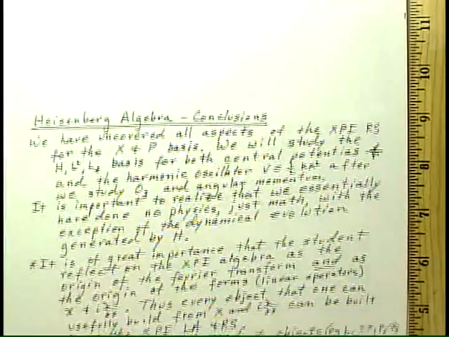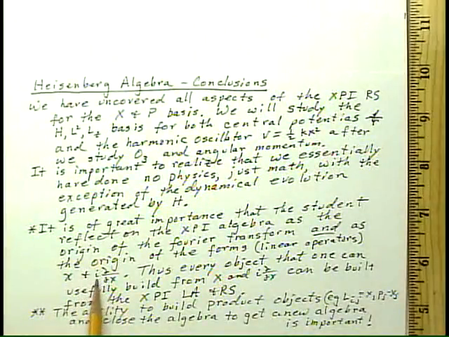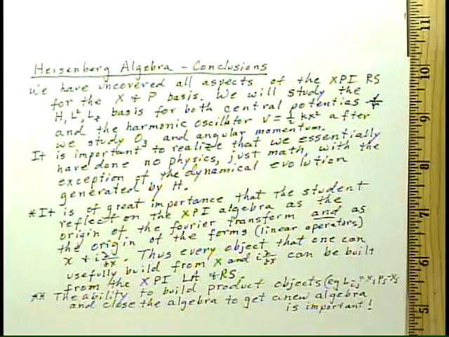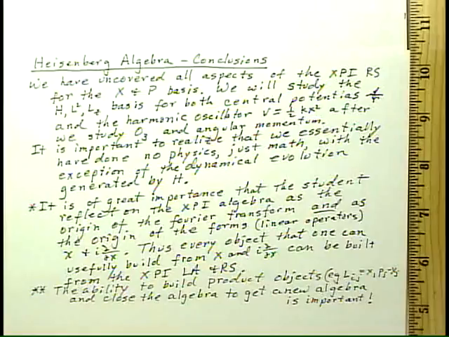It is of great importance that the student reflect on this XPI algebra, this Heisenberg algebra, as the origin of the Fourier transform and as the origin of forms, that is linear operators, that are made from both x and i partial with respect to x. The i here has the purpose of making this a Hermitian operator. Really, almost every object that one can find useful can be built from the x and the derivative. And all of the linear operators can be built from these. Therefore, they really live in this one-dimensional XPI Lie algebra and representation space.